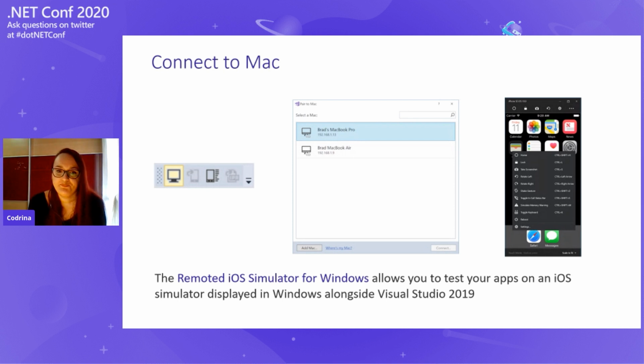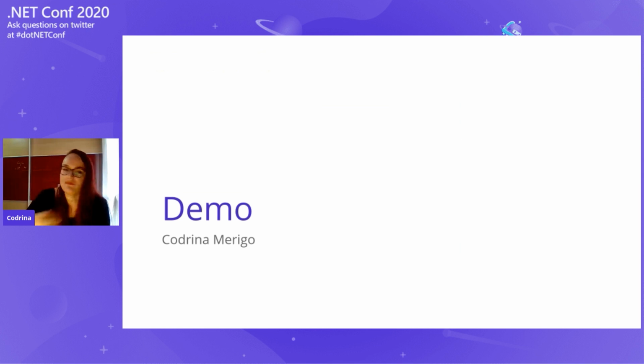So if the computer and your Mac are on the same network, you can pair them, and then you have this iOS simulator that will pop up on your Windows machine. I personally prefer to use Windows for development, so this is very handy for me because I can see my iPhone emulated directly on the computer I'm working on. So we saw an overview, something more, let's say, technical. And now I will jump right into the demo.